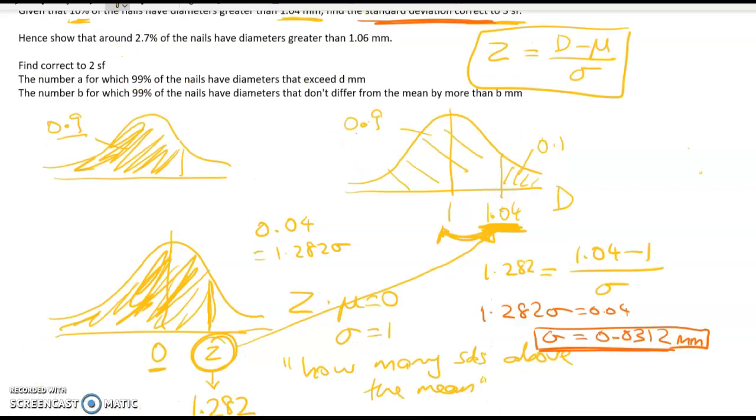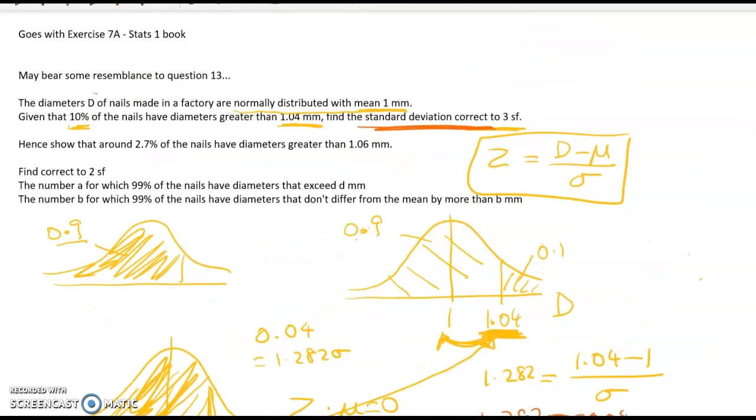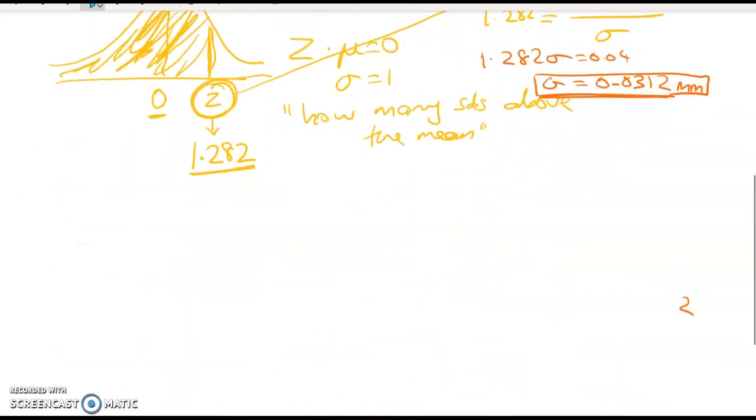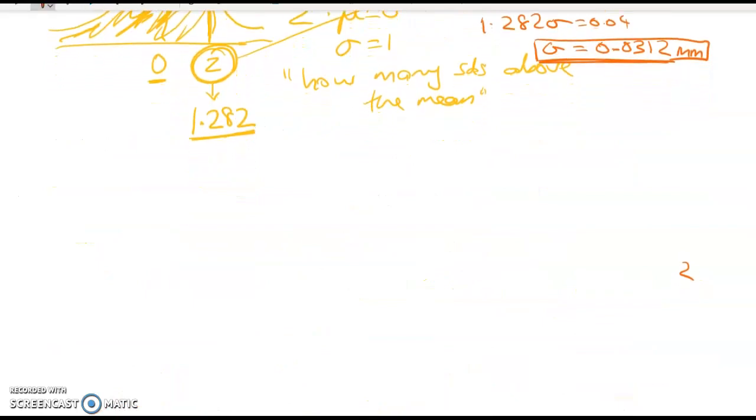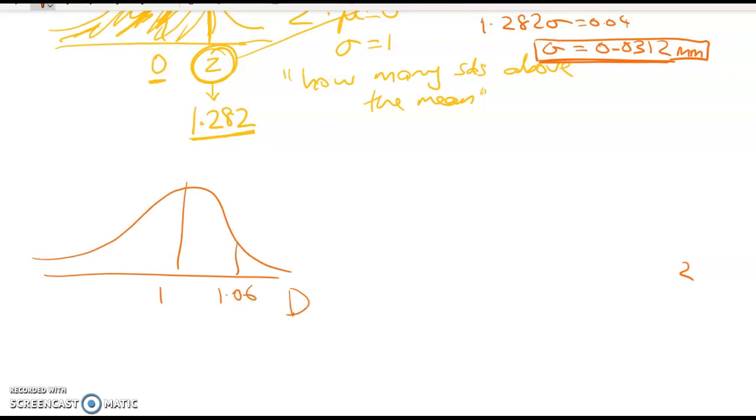Okay, so hopefully so far so good. The next thing we have to do is an easy problem because now we know the standard deviation. We have to show that around 2.7% of the nails have diameters greater than 1.06 millimeters. So this is again a really straightforward normal question. Here's my diameter, here's 1, here's 1.06, and now I know that mu is 1 and sigma is 0.0312. So we're finding this probability here.